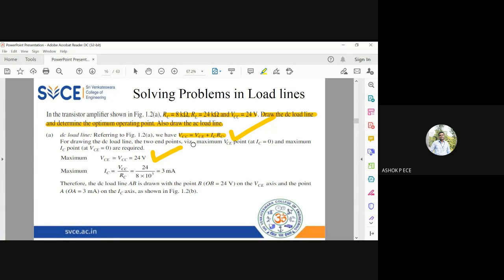For the second endpoint, you have to make VCE equal to 0. We are going to find the intersecting value on the y-axis. If you put VCE equal to 0, you get VCC equal to IC into RC. From that, I can find IC equal to VCC by RC. VCC is 24, RC is 8 kilo ohm. So if you divide, you get 3 milliamperes. So I got the other endpoint of the line.